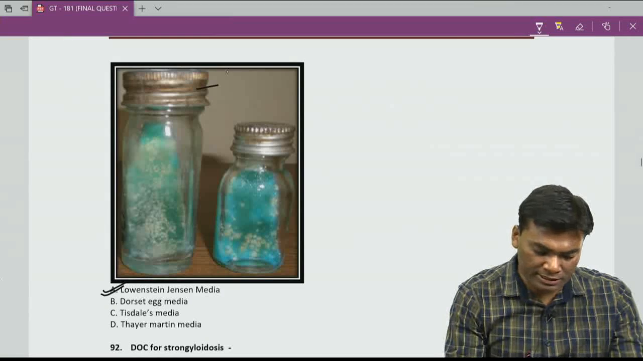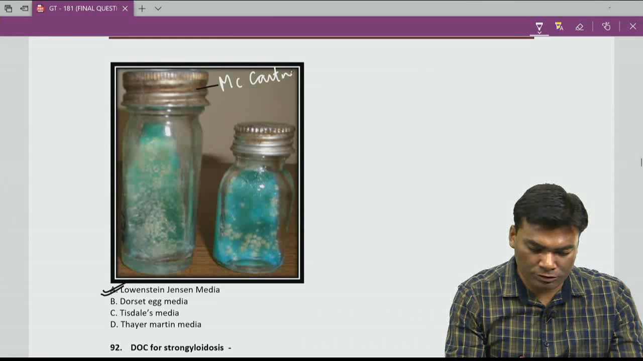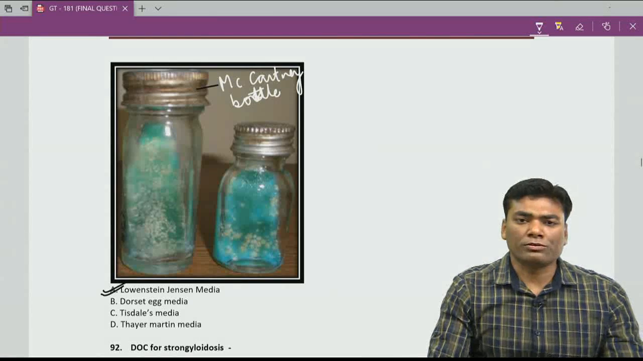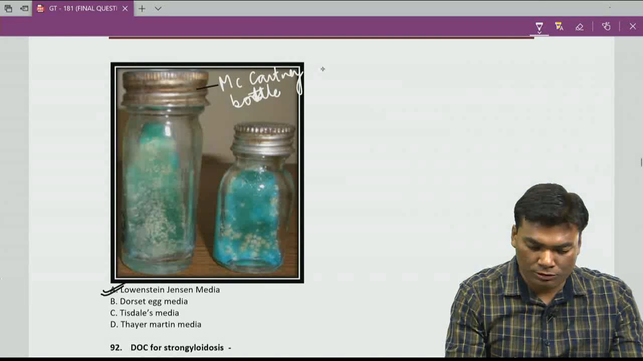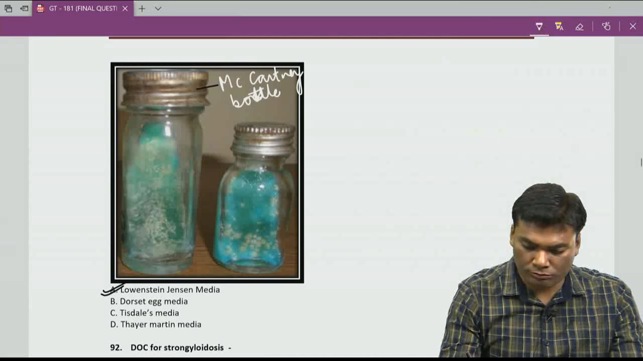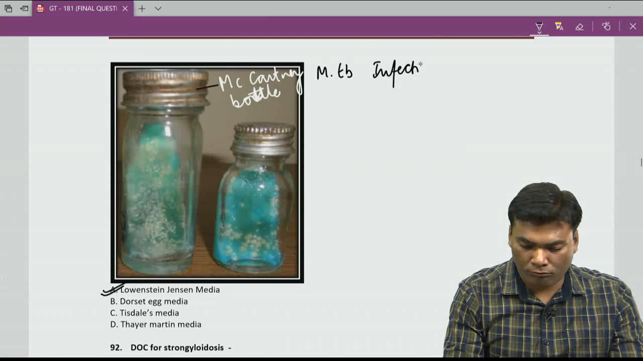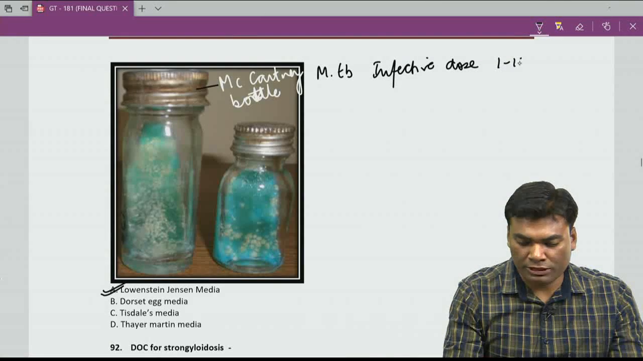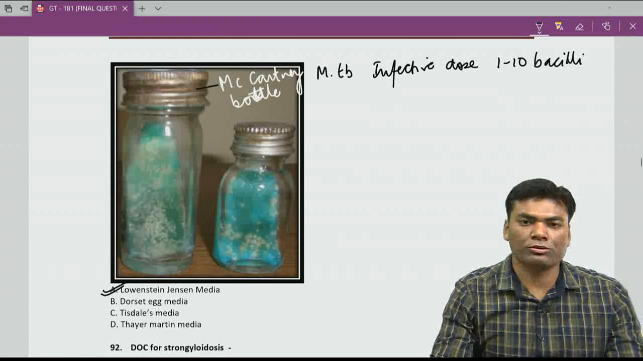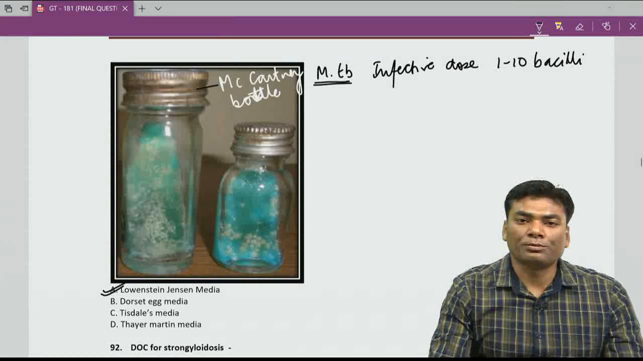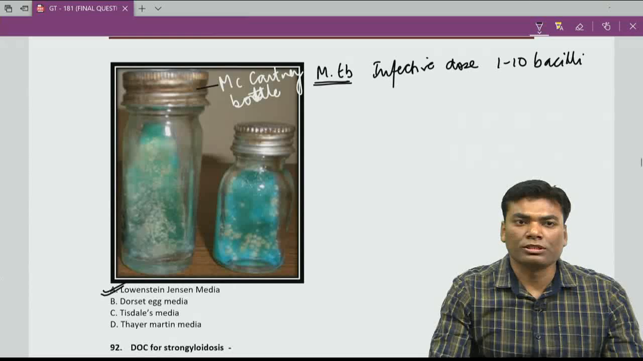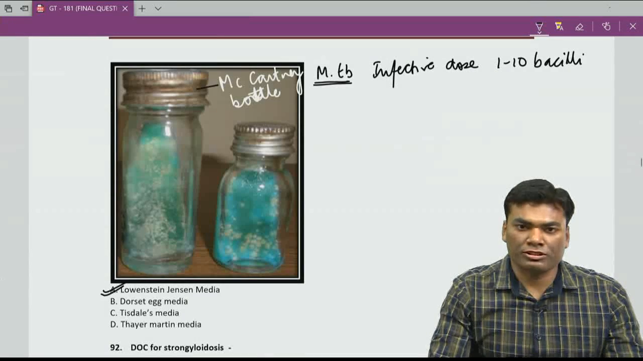The reason behind this is that this media is in a bottle because of two reasons. One is that Mycobacterium tuberculosis is highly infectious, so the infective dose for Mycobacterium tuberculosis is 1 to 10 bacilli. So that means that even if one bacterium goes inside your body, then you are going to get infection by Mycobacterium tuberculosis. So we don't keep it in an open petri dish, we have to keep it closed in a screw capped McCartney bottle. This is one.